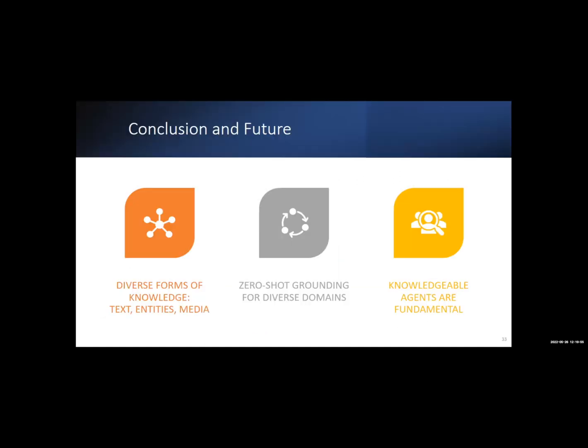And so just to conclude, we looked at different types of diverse forms of knowledge, text, entities, media. We've talked about how the grounding process is really challenging from entity linkers all the way to video across these diverse domains. But really what we see here is the fact that knowledge from these different sources is fundamental to creating compelling experiences that can help people find the right information and also accomplish tasks in the real world.